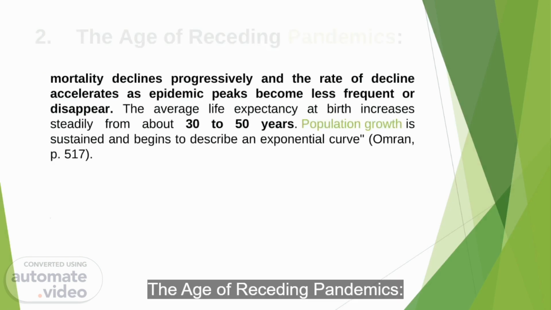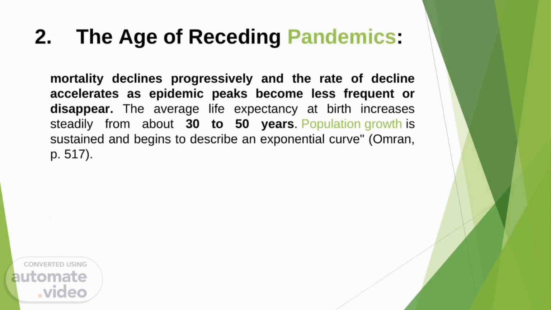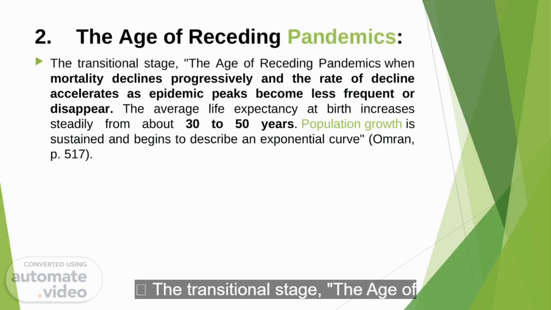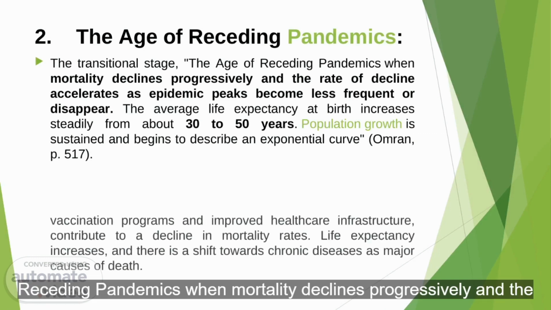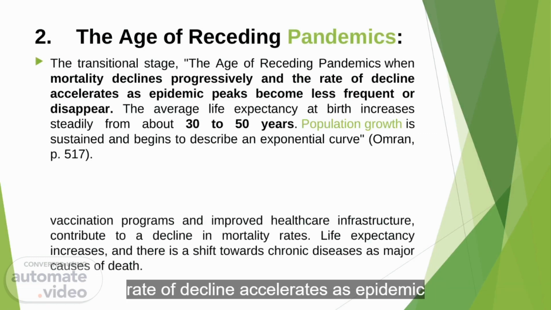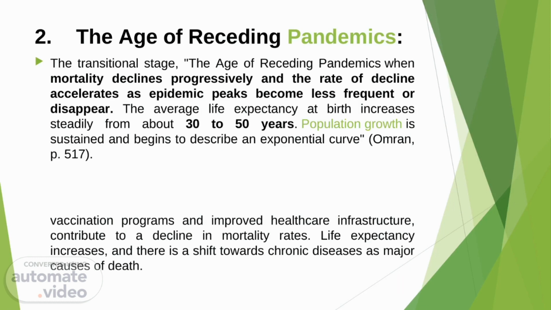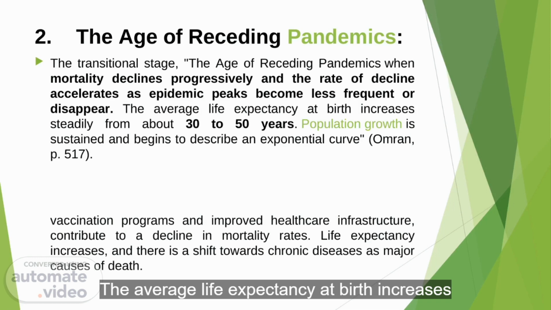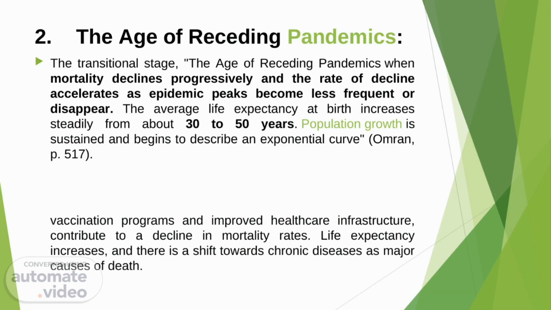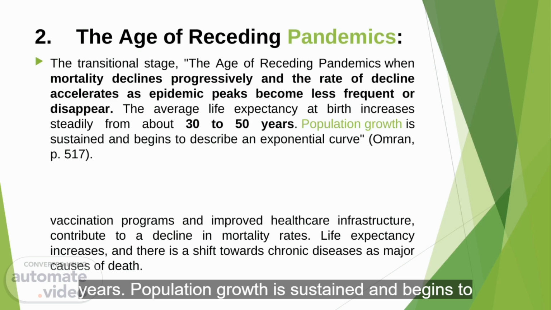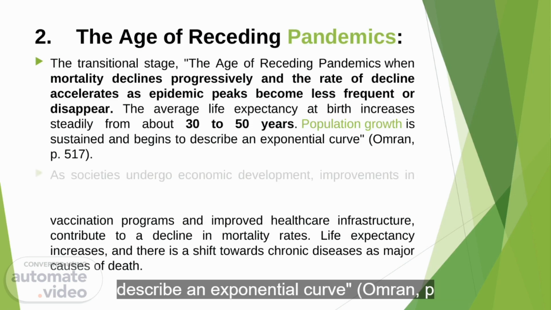2. The age of receding pandemics. The transitional stage, the age of receding pandemics when mortality declines progressively and the rate of decline accelerates as epidemic peaks become less frequent or disappear. The average life expectancy at birth increases steadily from about 30 to 50 years. Population growth is sustained and begins to describe an exponential curve.